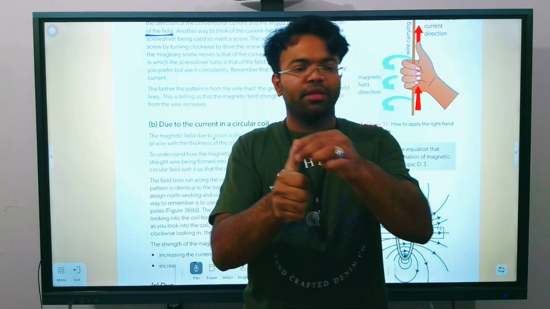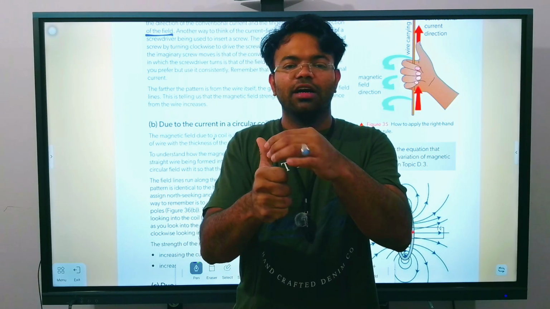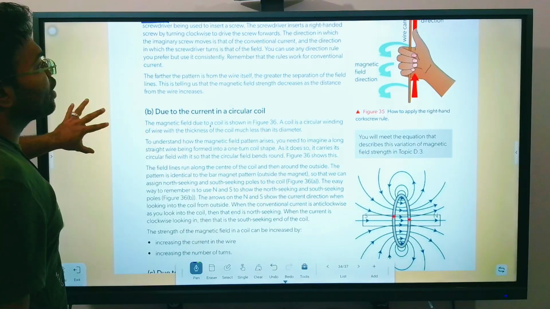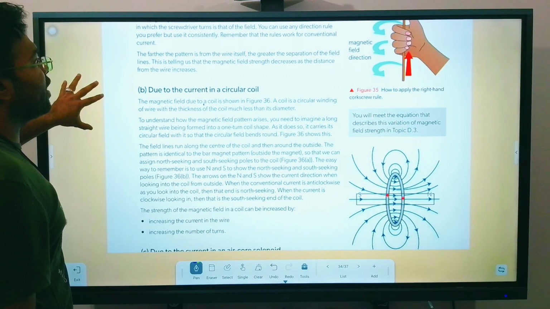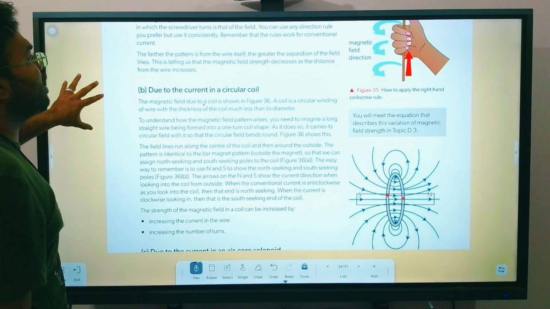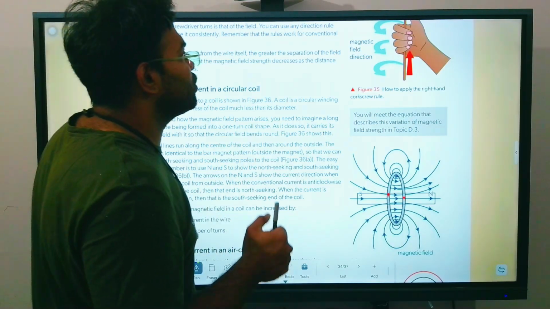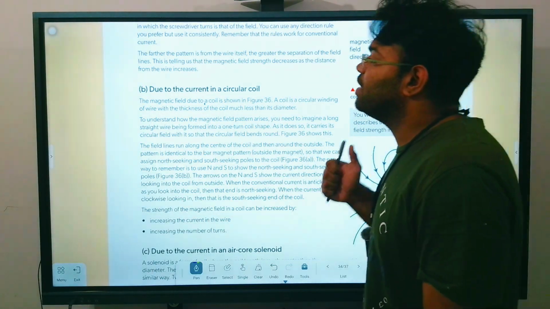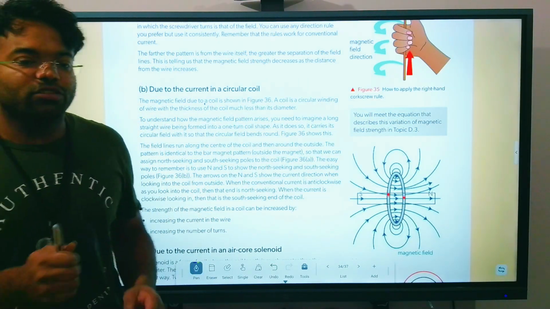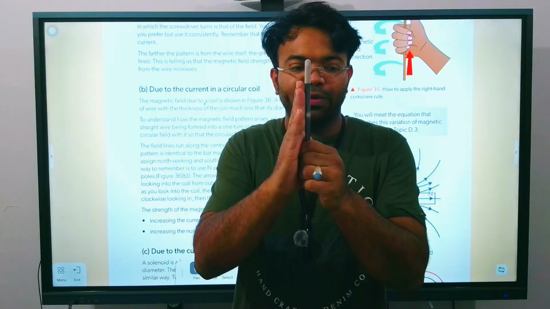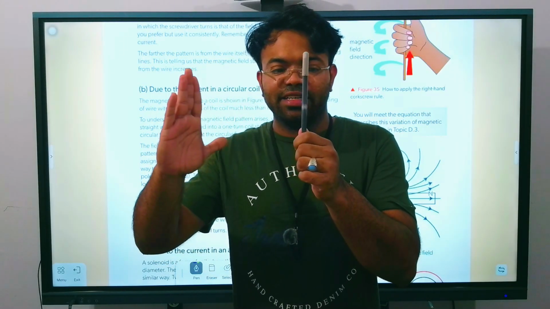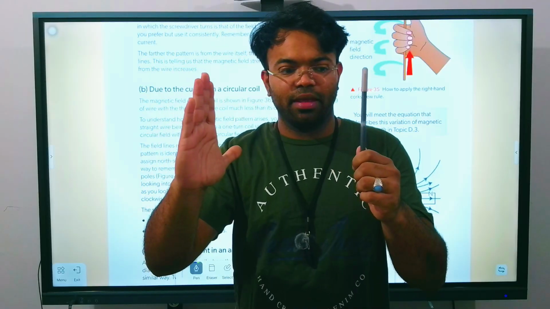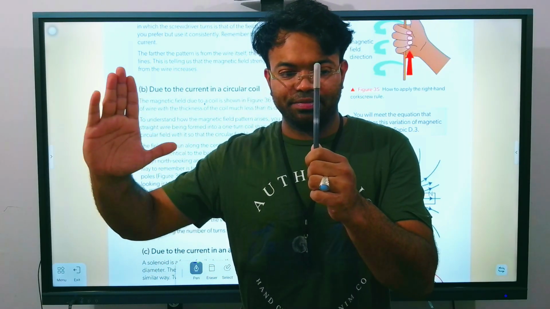You curl your fingers like this, and the direction of the curl represents the direction of the magnetic field. Now remember that the rule works for conventional current. The further the pattern is from the wire itself, the greater the separation of the field lines. This is telling us that the magnetic field strength decreases as the distance from the wire increases. So if this is a wire, the magnetic field will keep on decreasing as I increase the distance from the wire. So my magnetic field is decreasing like this.